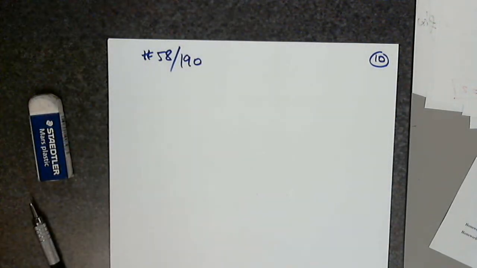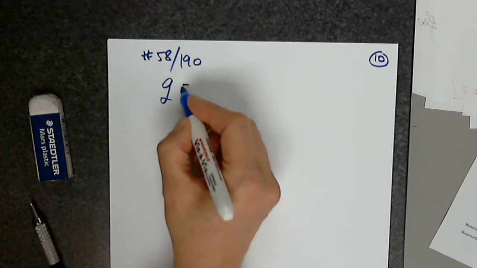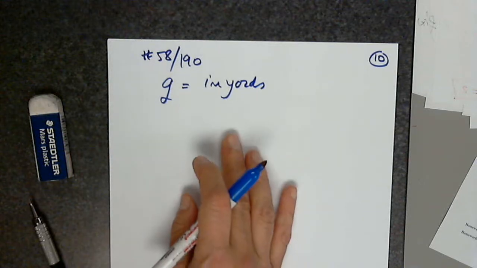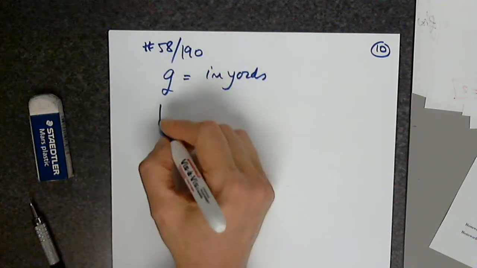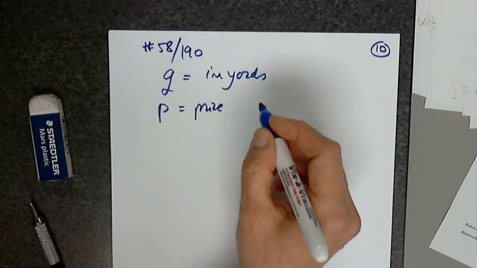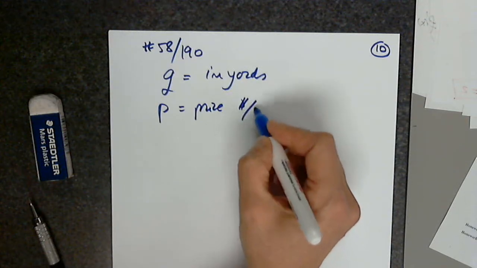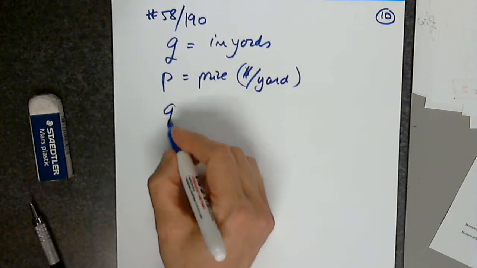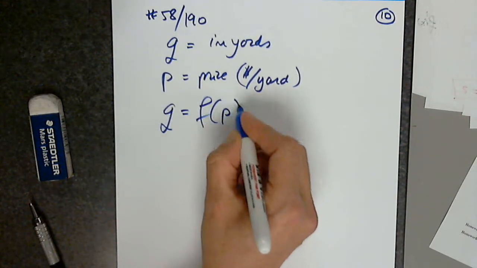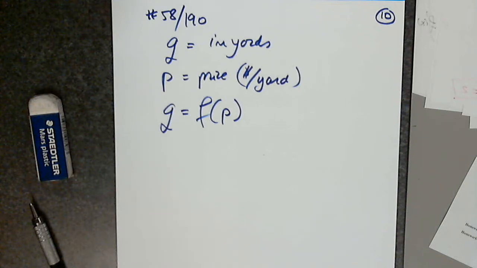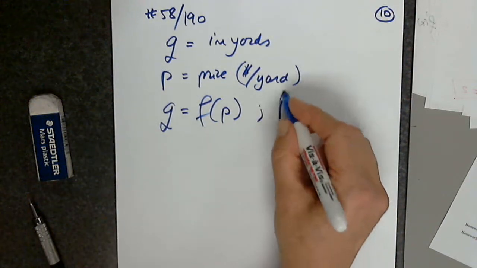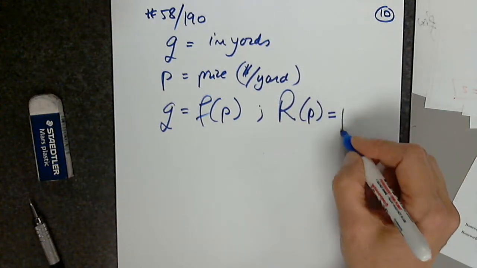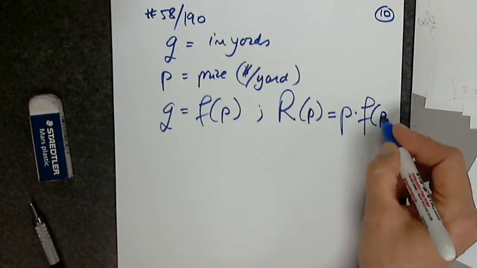So Q in yards, I know it's quantity. P, price, in dollars per yard. So we can write Q is a function of price. Then the total revenue R of P, of the price, equals P multiplied by F of P.